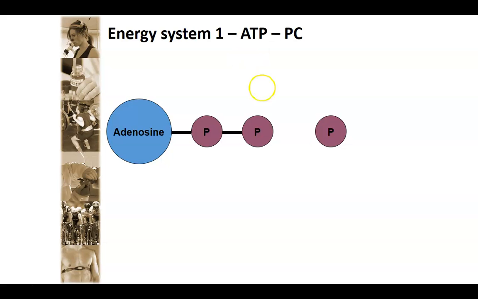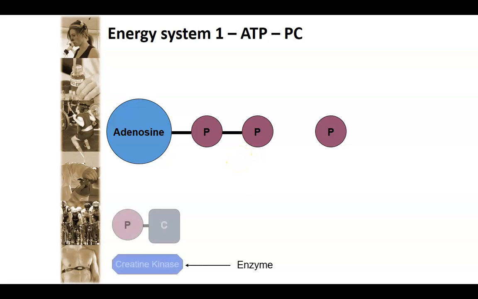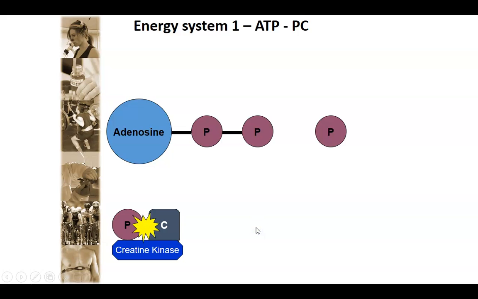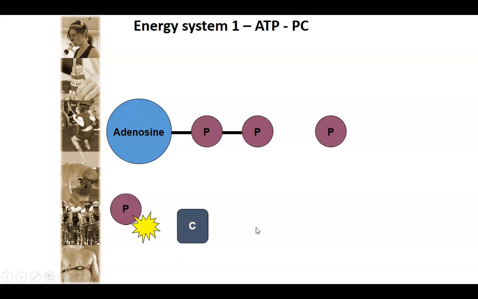So what happens is, once we're left with ADP, we now need to resynthesize ATP, because we need ATP for a muscular contraction. It is the only usable source of energy we have. So what happens is, the enzyme creatine kinase breaks down the high energy bond between the phosphate and the creatine, and you get P plus C plus E as the product of the breakdown of PC. So the product of the breakdown of PC is P plus C plus E. Then we need to resynthesize ATP.